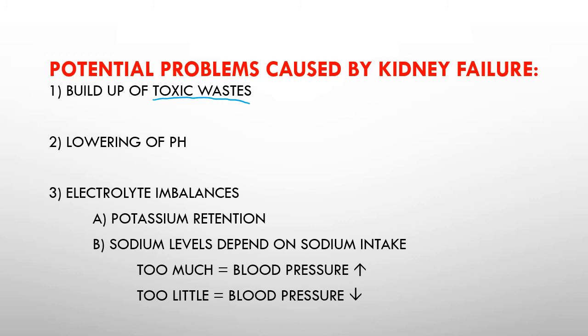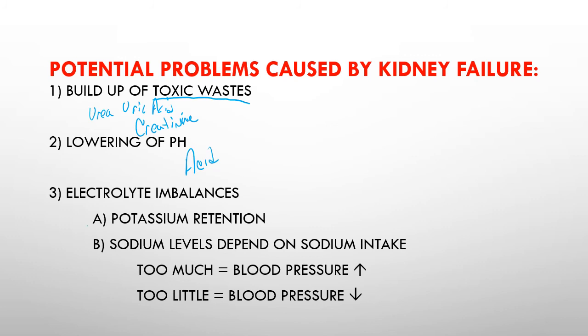So with the buildup of all of those toxic wastes, we're getting the buildup of urea, uric acid, creatinine, all building up in the body, all potentially leading to damage occurring to other body systems. Our pH is going down, so our body is becoming acidic. So we now have a metabolic acidosis in this particular area of the body. That's going to lead to issues there.